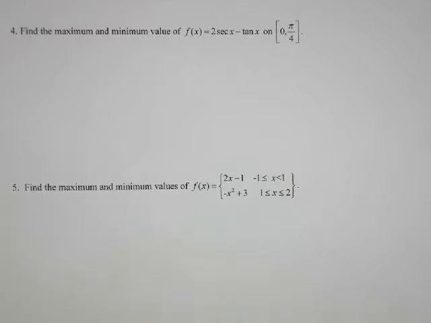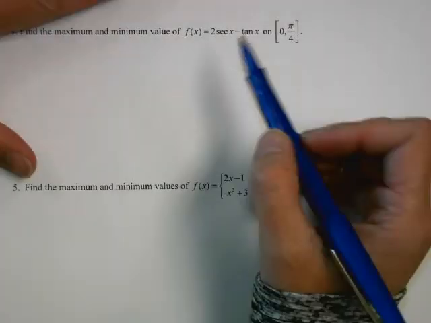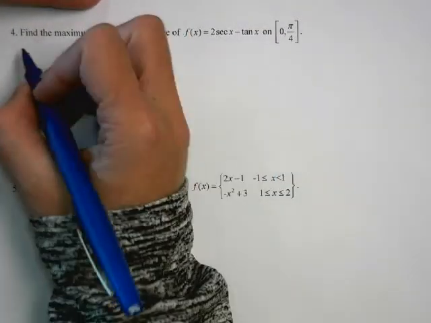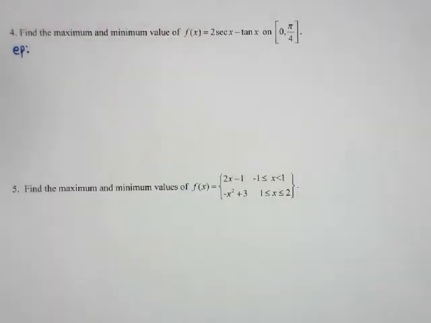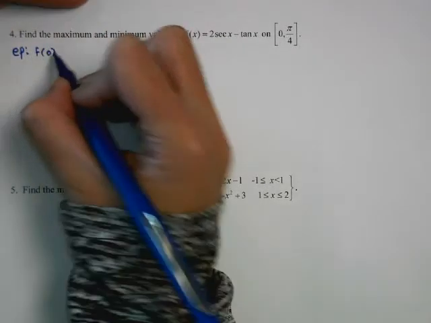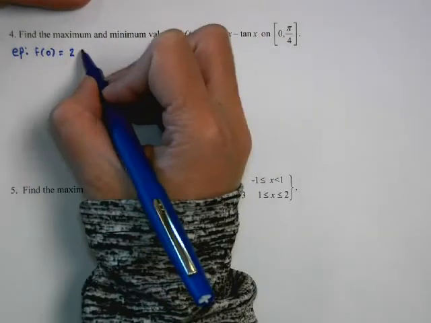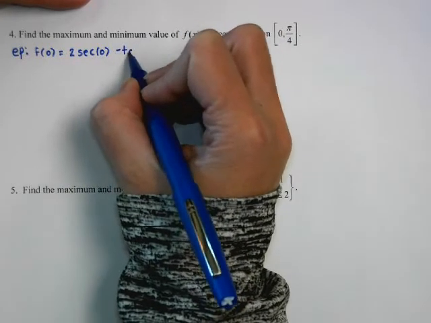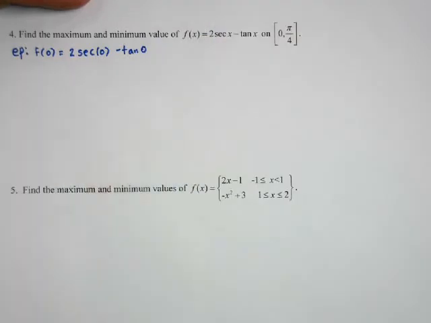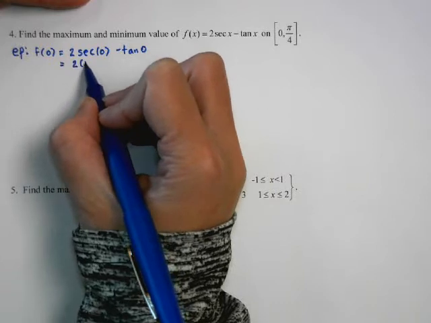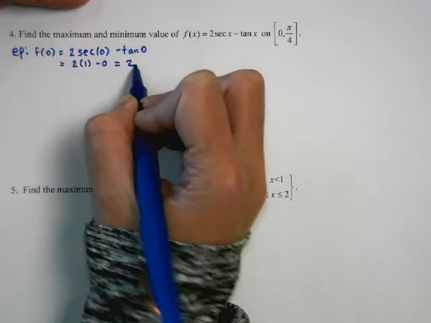So again, just different types of functions. So we have 2 secant of x minus tangent of x on the range from 0 to pi over 4. So for the endpoints, and if you're looking at my homework answers, I just do EP for endpoints and CP for critical points. My endpoints, f of 0 is going to be 2 secant of 0 minus tangent of 0. Cosine is 1 at 0, so secant is also 1. Tangent is 0, so we get 2.